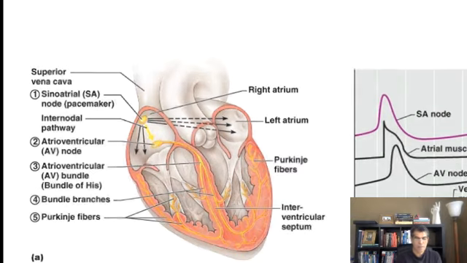Every time the SA node sends an impulse, the heart is going to contract once. So how many times is the SA node going to send an impulse? Well, how many times does your heart beat? Normally between 60 to 100 times. So the SA node is going to send an impulse between 60 to 100 times. As a result, your heart is going to beat between 60 to 100 times. If the SA node sends the impulse, that is called sinus rhythm. So sinus rhythm is a rhythm that is originated by the SA node.